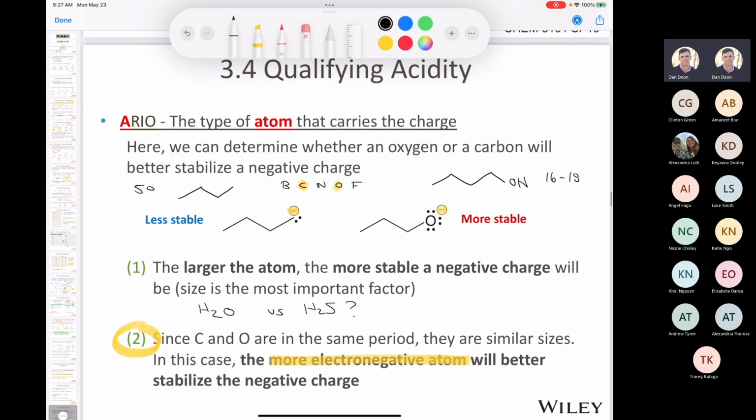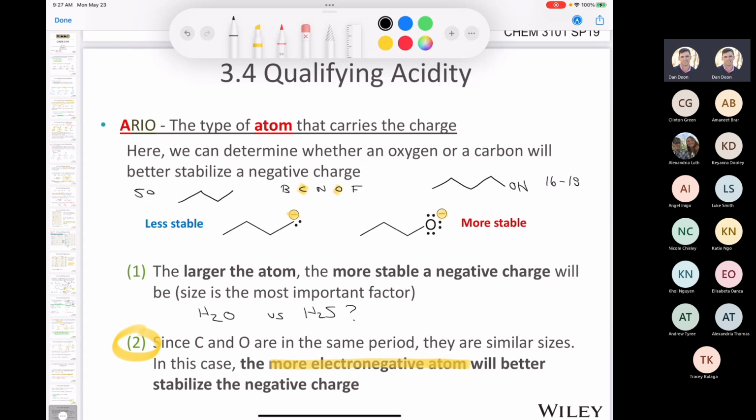Well, in that case, you look at the negative charge. Since the atoms are not in the same period, but both of these atoms are in the same group, the factor that's going to be most important is the size of the atom. Can anybody tell me what's a larger atom, oxygen or sulfur? Not a trick question. What's a larger atom?